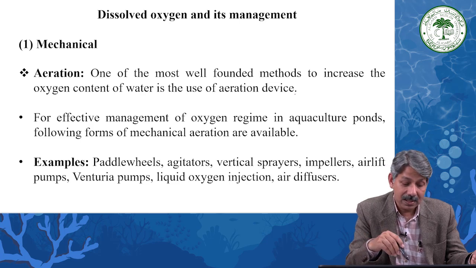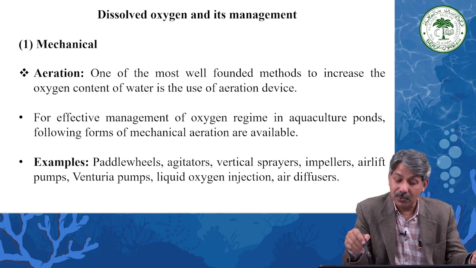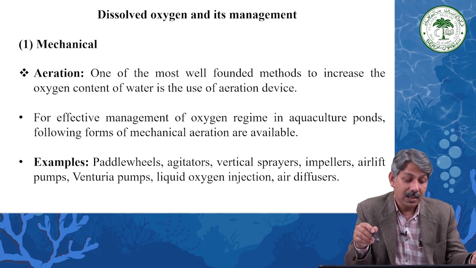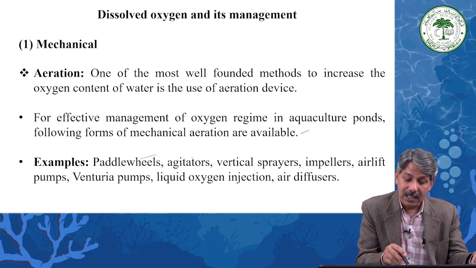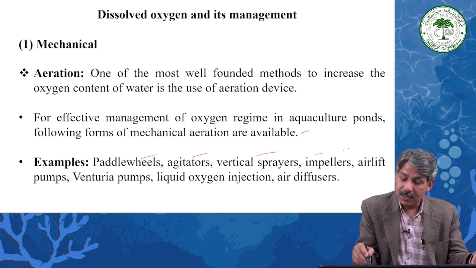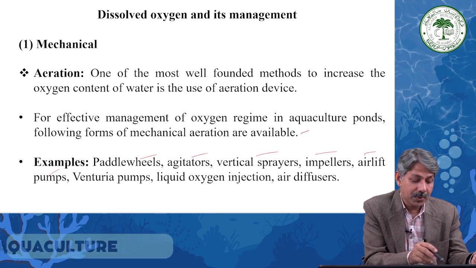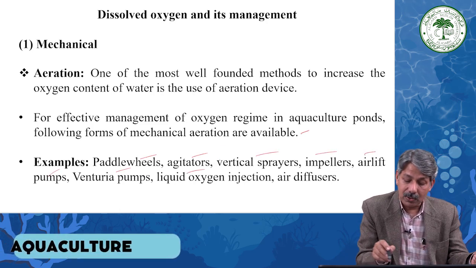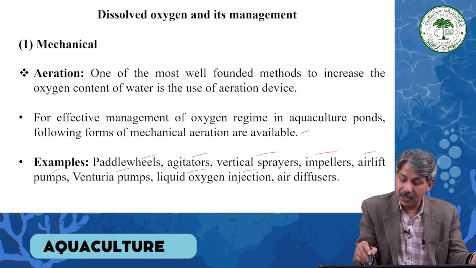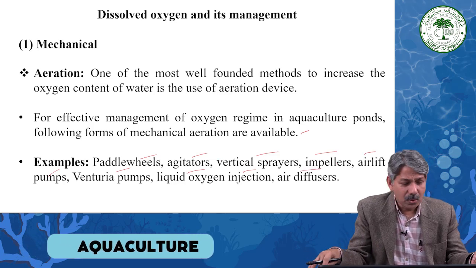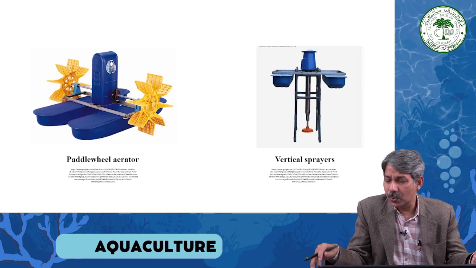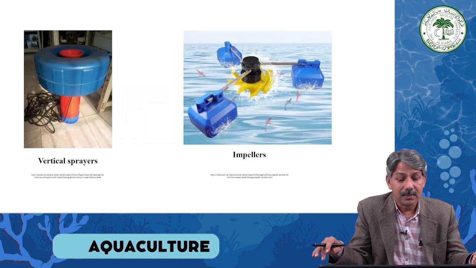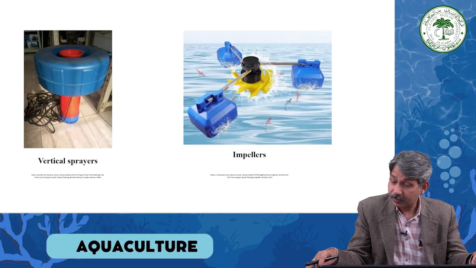For effective management of oxygen regimes in aquaculture ponds, the following forms of mechanical aerators are available. Examples: paddle wheels, agitators, vertical sprayers, impellers, airlift pumps, Venturi pumps, liquid oxygen injection, air diffusers. So, these are the aerator systems which can be used to increase the dissolved oxygen content.